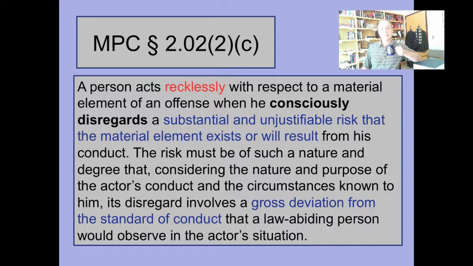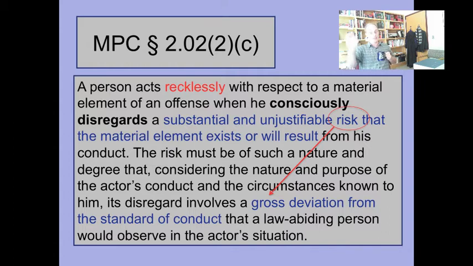Okay, now the next level of culpability, moving one level down: recklessly. As the Model Penal Code suggests here, a person acts recklessly if that person consciously disregards, notice the phrase here, a substantial and unjustifiable risk that the material element exists or will result. The idea here is a conscious disregard of risk. That's the key element here.